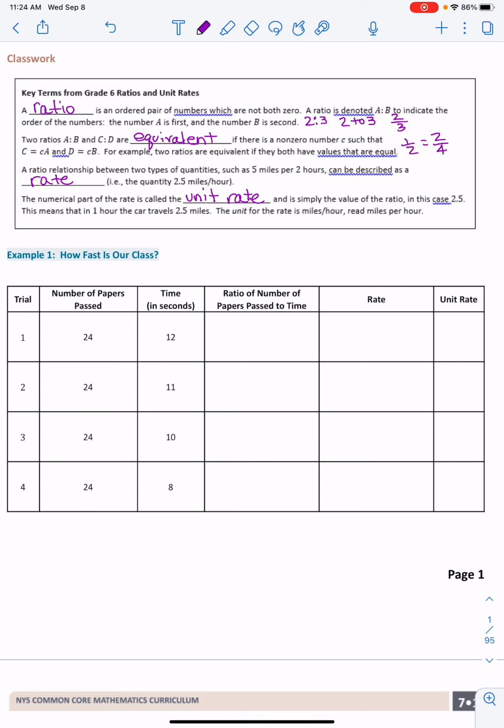In other words, to find the unit rate, we want to know how much for 1. Or 1 has to be in the denominator.